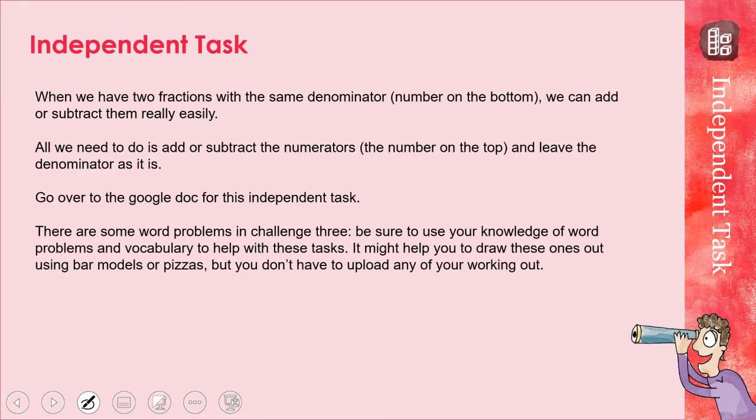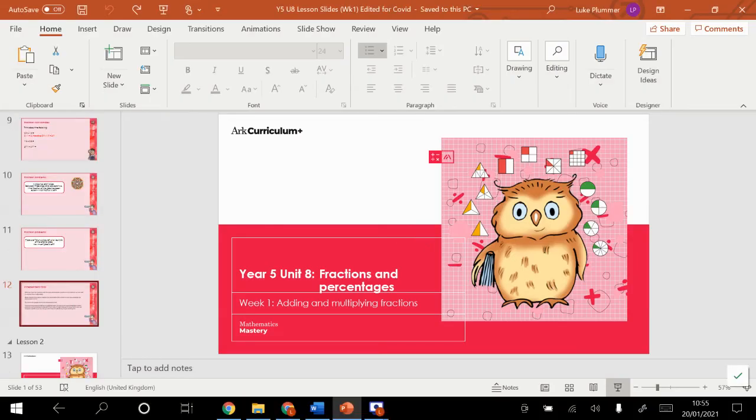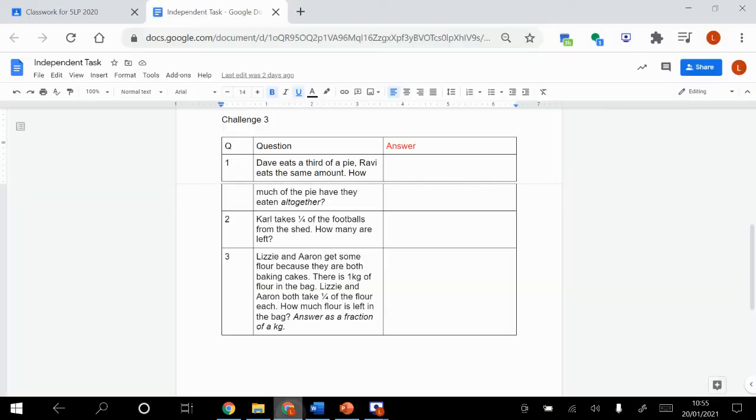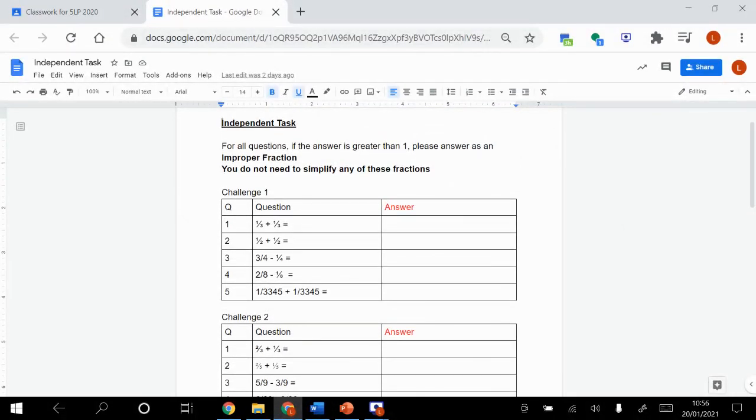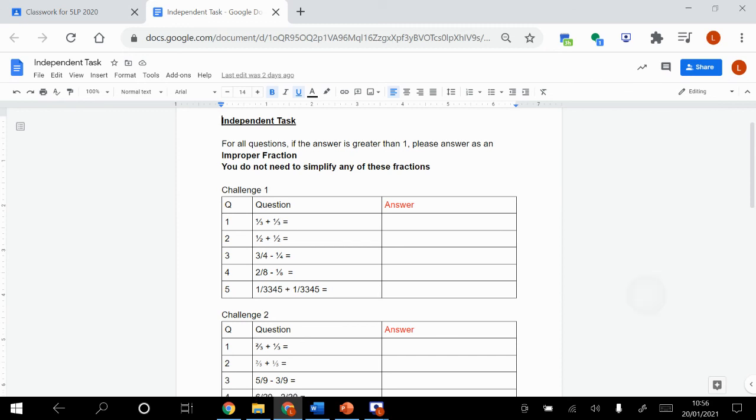Moving over then to your independent task. Please make sure that you pause the video now and have a proper read of this. Let me show you your independent task. Please read this information at the top. Please just answer as an improper fraction. Please do not feel the need to simplify or give any equivalent fractions. This is quite a quick independent task.